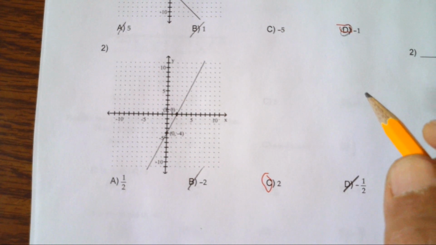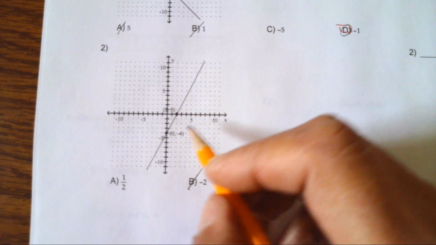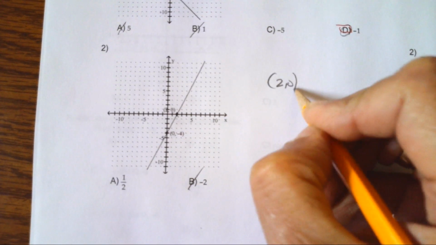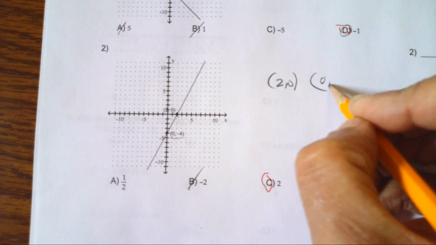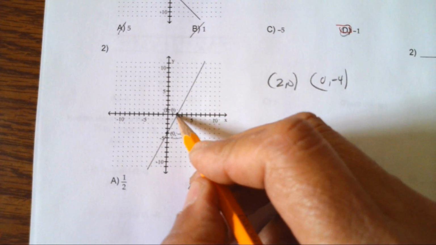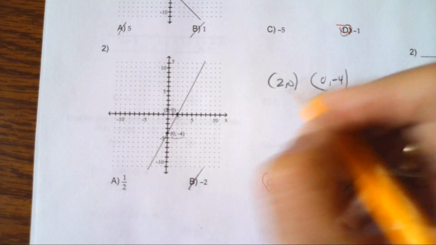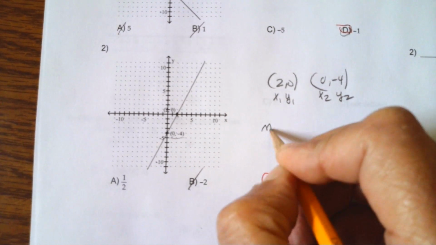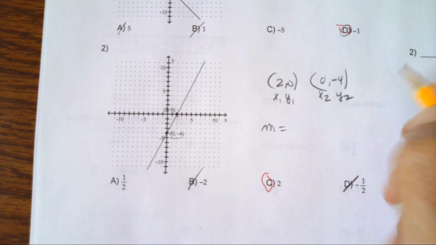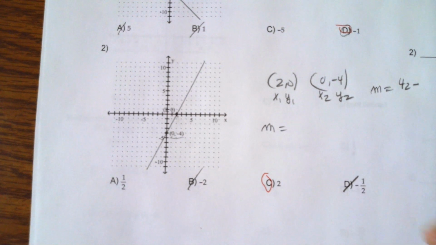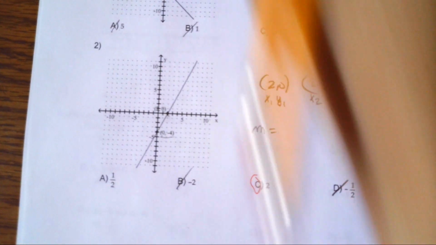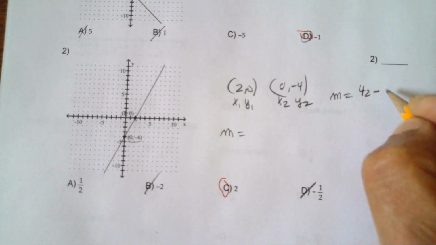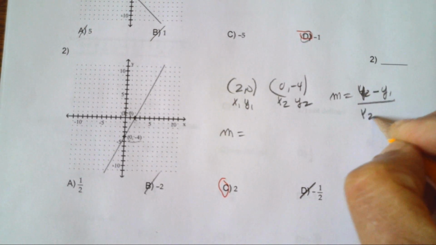I'm going to refer to my 2 points: positive 2, 0. And my second point is right down here, 0, negative 4. It's a little tough to read that, but you realize it's 2 to the right, and you stay right there. So that's 2, 0. I'm going to call this x1 and y1, and call this guy x2 and y2. So it's the difference of my y values. M is equal to y sub 2 minus y sub 1 over x sub 2 minus x sub 1.